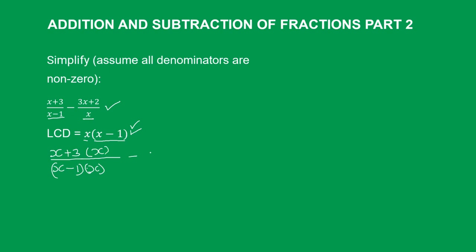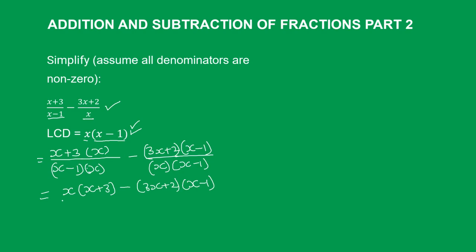The second fraction, which is 3x plus 2 over x. So we must multiply the denominator by x minus 1. And therefore, we must also multiply the numerator by x minus 1. So now we have the same denominators. We can subtract the numerators. So it's going to be x times x plus 3 minus 3x plus 2 times x minus 1, all this over our LCD, which is x times x minus 1.